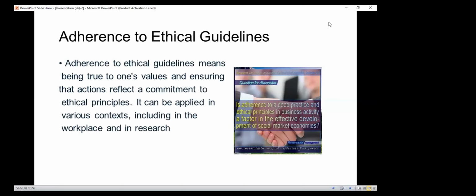And next, now let's discuss adhering to ethical guidelines. These guidelines are true to one value in ensuring that all actions align with the established ethical principles. This commitment to ethics applies to various contexts such as your workplace, research, and academic settings. By following these guidelines, individuals can uphold integrity and contribute to a fair and ethical environment.